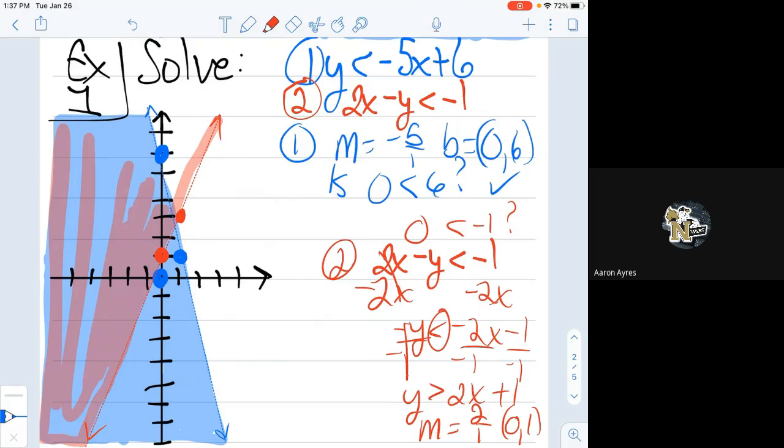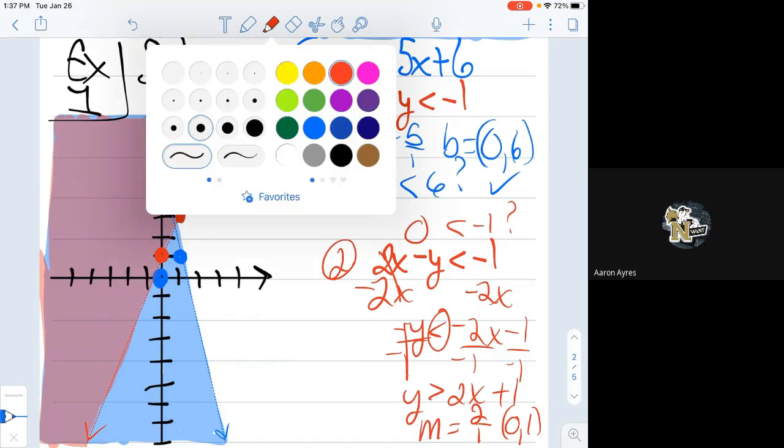But the blue one's right. That's correct, because for the blue inequality, 0, 0 was a solution. I took a guess. Don't guess, because it's not always going to be like that. Okay, and then you can outline your solution zone.